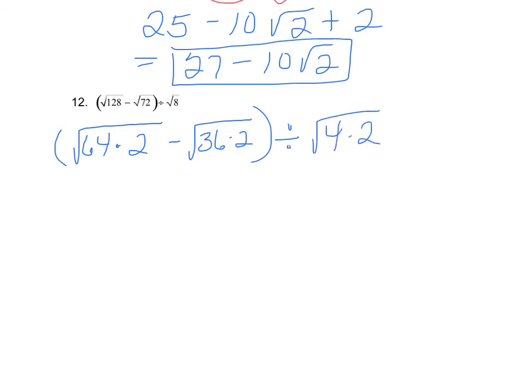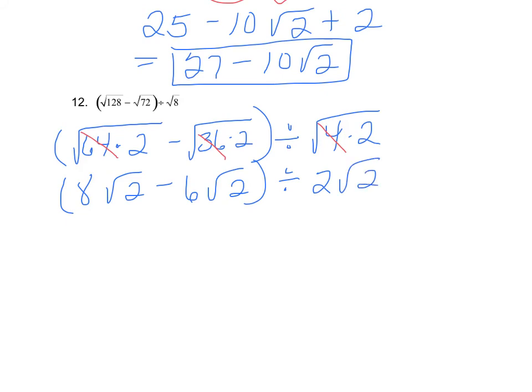All right, let's see what I have here. Square root of 64 is 8, so I have 8 radical 2 minus square root of 36 is 6. 6 radical 2 divided by square root of 4 is 2, so I have 2 radical 2. 8 radical 2 subtract 6 radical 2 gives me 2 radical 2's, divided by 2 radical 2's.